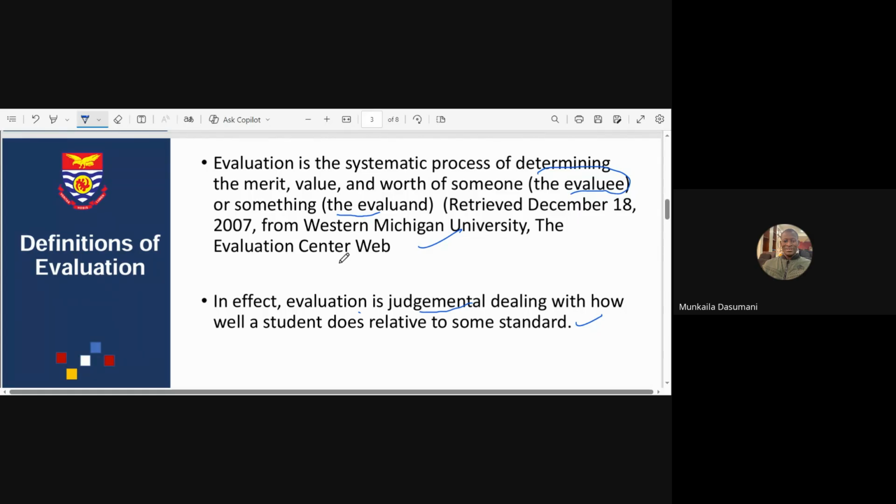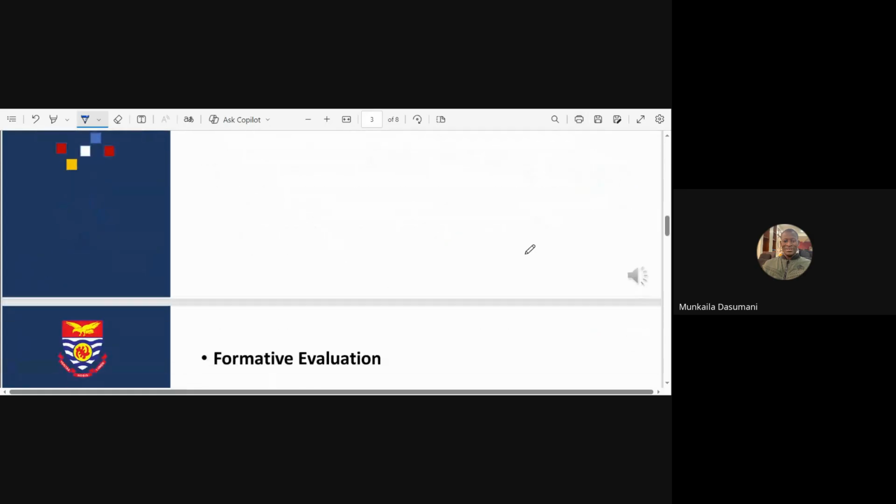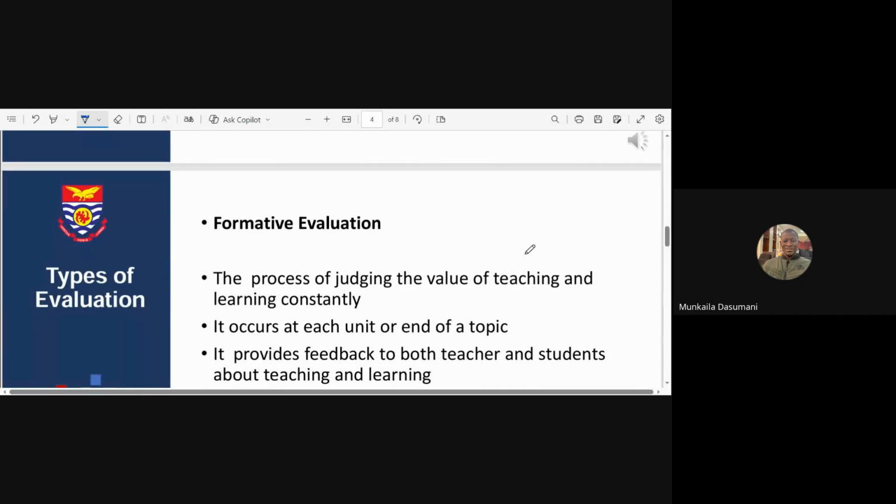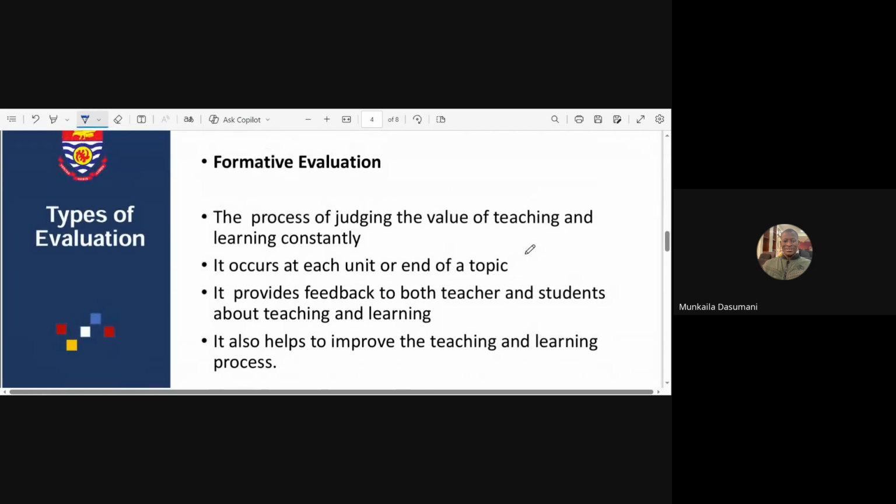Now we can talk about types of evaluation. I'm going to allow somebody to take us through types of evaluation because they are very important. Basically, we have two main types of evaluation. The first one is formative evaluation. Who is taking us through formative evaluation?